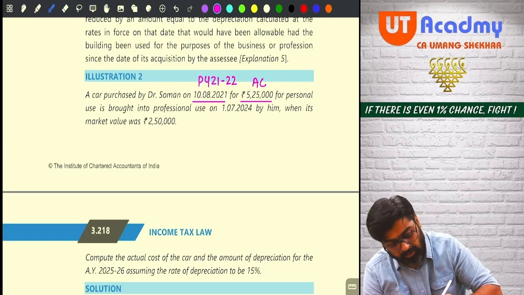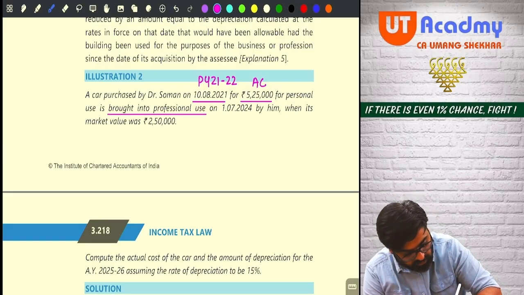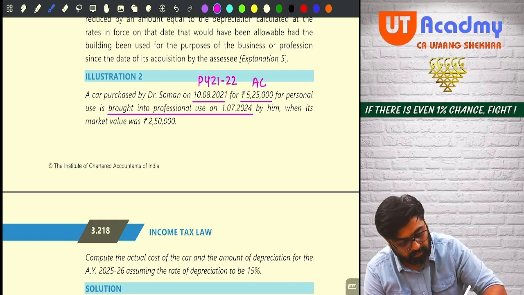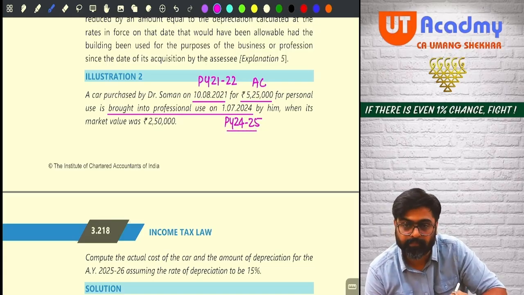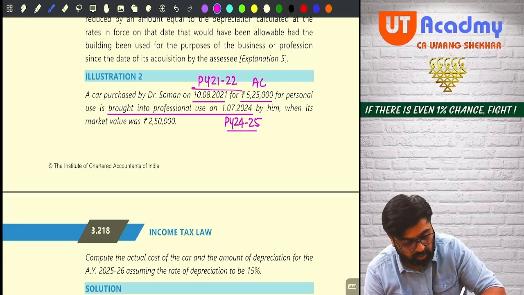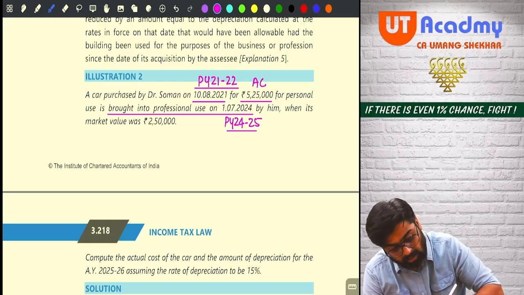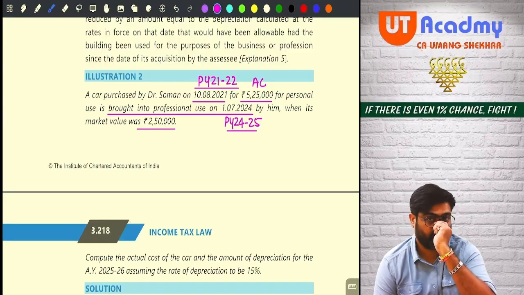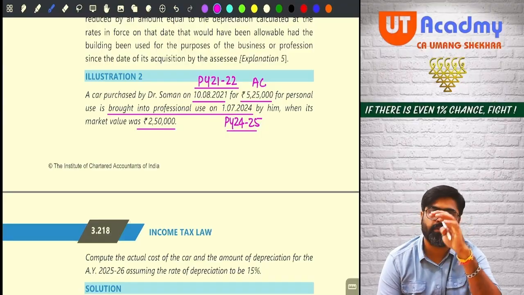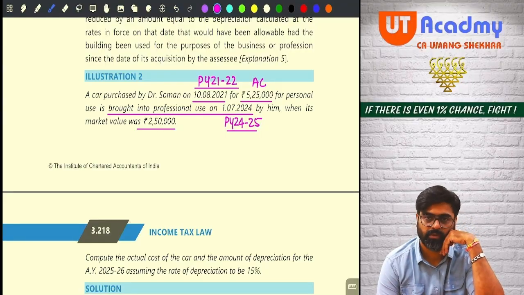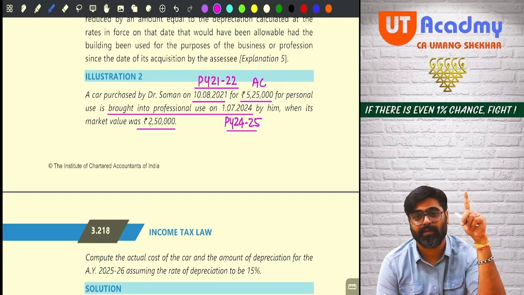Now that car is brought into professional use during the previous year 24-25. So in previous year 24-25, the car was brought into his profession, which was earlier used by him for personal purposes. Yes or no? When its market value of the car was 2,50,000. So will this market value be taken as your cost? Or the actual cost will be taken? Actual cost will be taken.